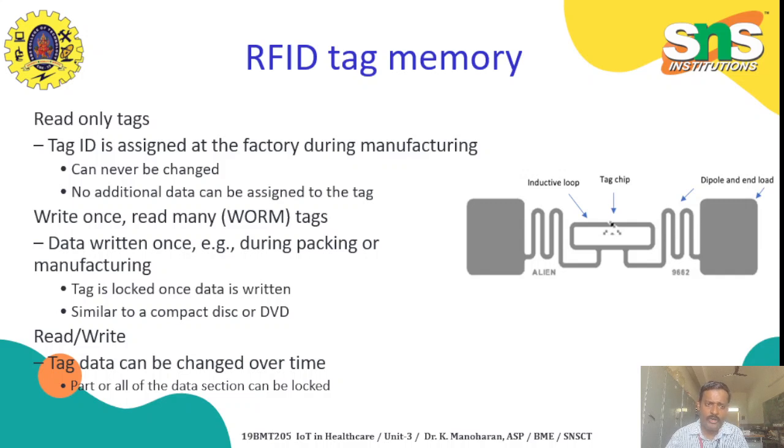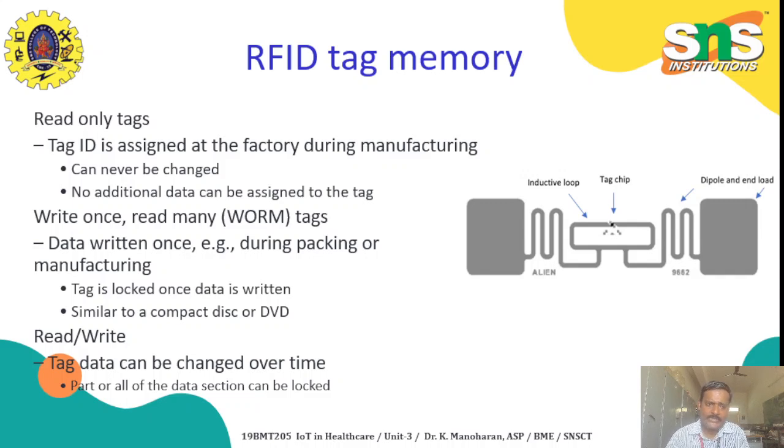If you take write once, read many, that means only one time we can write the data, and we can read it any number of times. In the factory they manufacture the memory and give it to us. Once we write data one time, it can be read many times, but we cannot rewrite it. The data is written once, during manufacturing or at the user end, but further it cannot be written. So this tag is locked once the data is there. Once you write the data, it is locked for good, similar to a compact disc or DVD. These are examples of similar concepts.